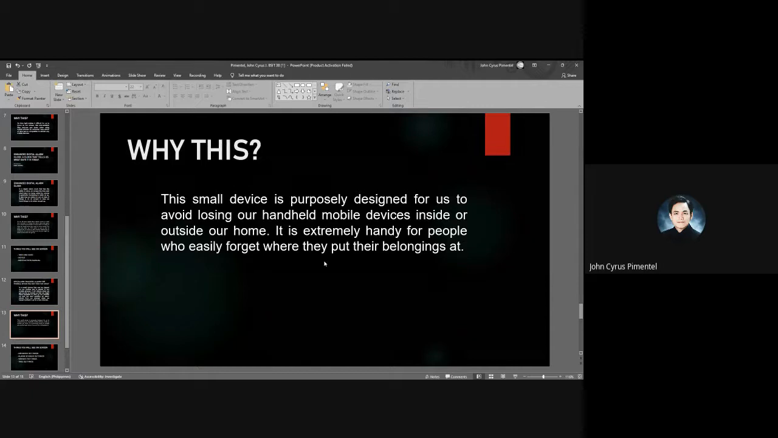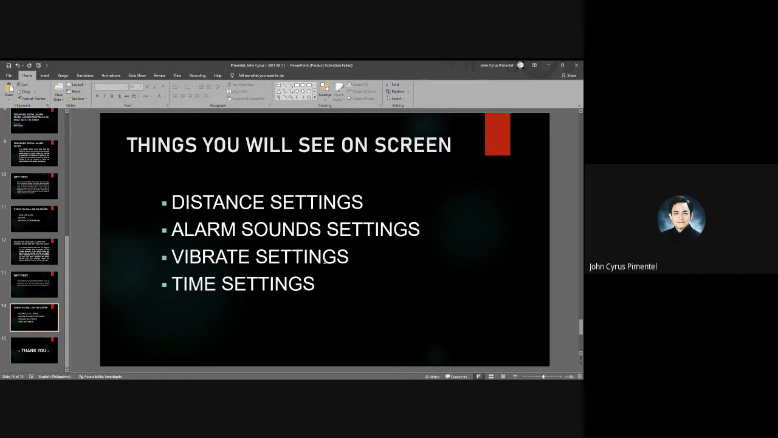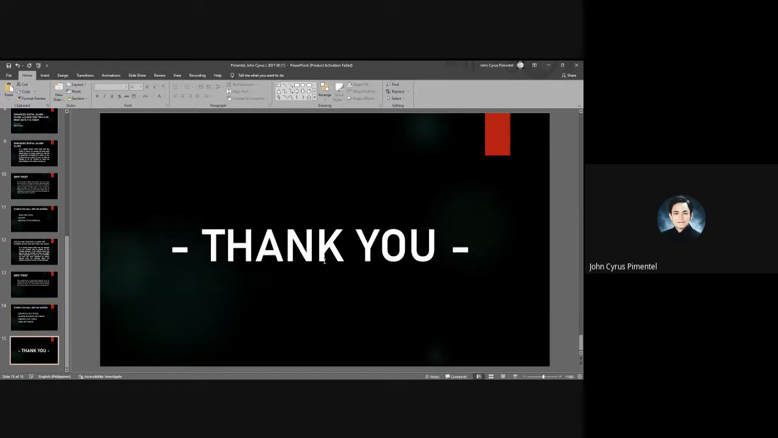Why this? This small device is purposely designed for us to avoid losing our handheld mobile devices inside or outside our home. It is extremely handy for people who easily forget where they put their belongings at. Things you will see on screen: distance settings, alarm sound settings, vibrate settings, and time settings.